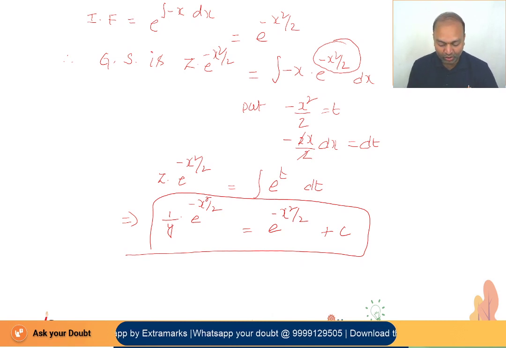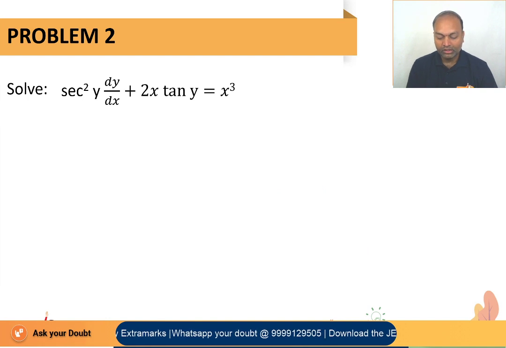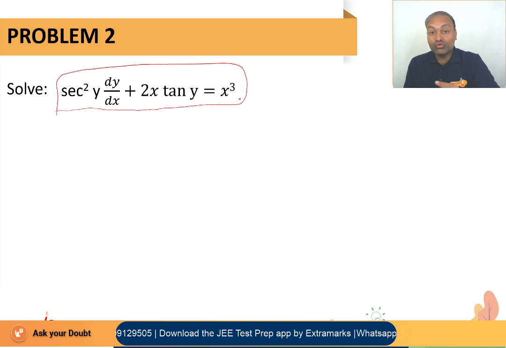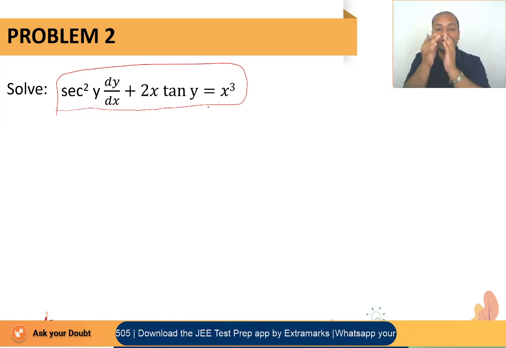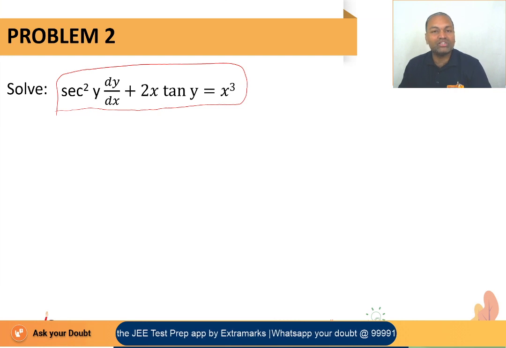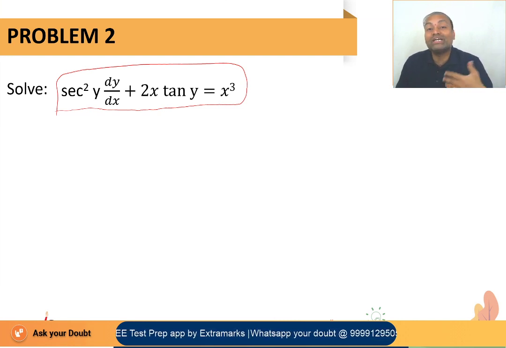Okay. Let us see one more example. Solve secant square y dy by dx plus 2x tan y is equal to x cube. Now, how to find the solution of this equation? Understand my point? Right. Here, in the right hand side part there is no y, but in the previous question the right hand side part had some y square. That is why we divided both sides by y square. But here, on the right hand side, there is no y term, right? Then go to the next step.